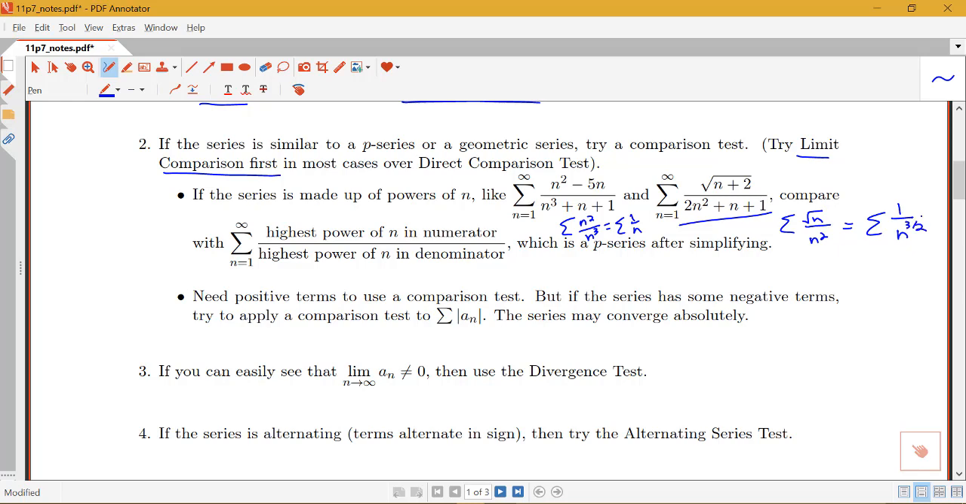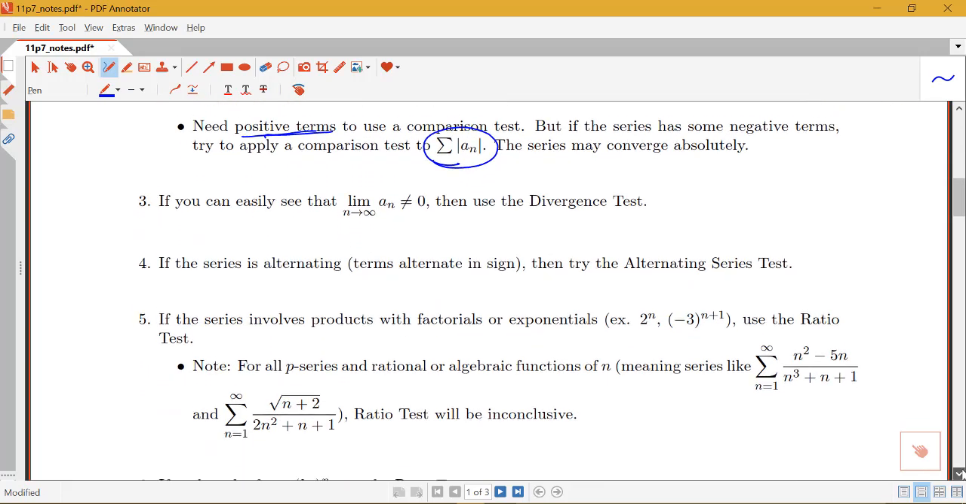We do need to have positive terms anytime we're going to use a comparison test. But if our series does have some negative terms as well, think about looking at the sum of the absolute value of the terms, because then that will be something that does have all positive terms. Maybe you can apply a comparison test to that series. If you can show that the sum of the absolute value converges, then your original sum converges. Because if the sum of the absolute value converges, the series converges absolutely, which means the original series also converges. So you just want to keep that option in mind.